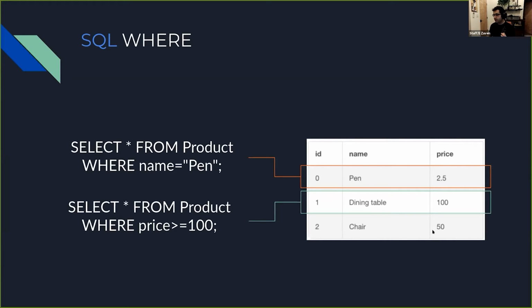And the price of the chair is $50. So those are not greater than or equal to 100. The only thing is the dining table, which has a price of 100. So that's why this will only select this row. If there were other things that had a price of greater than or equal to 100, they would also show up.